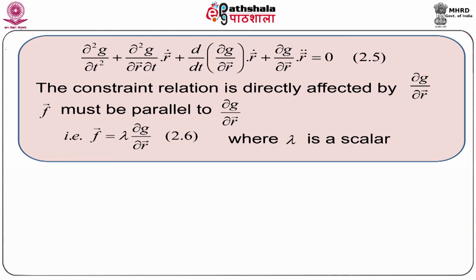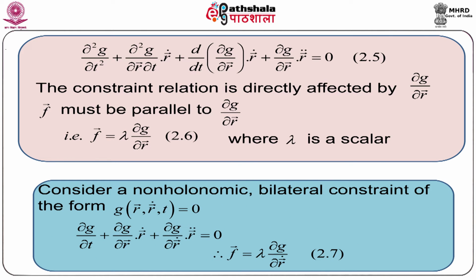Therefore, F vector must be parallel to del g by del r vector. Thus, F vector equal to lambda into del g by del r vector. Lambda is a scalar quantity which is the constant of proportionality. Here we have considered the holonomic bilateral constraint.